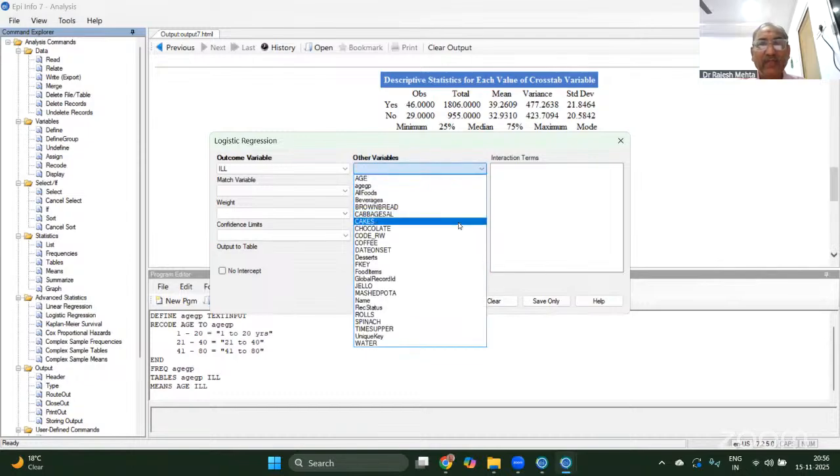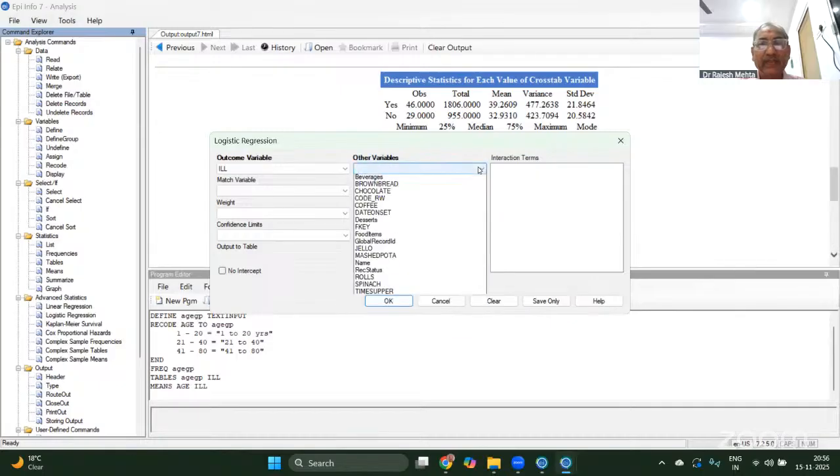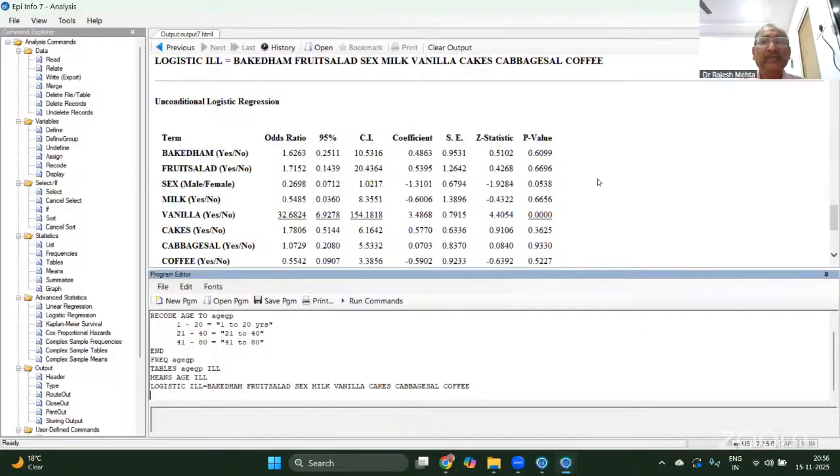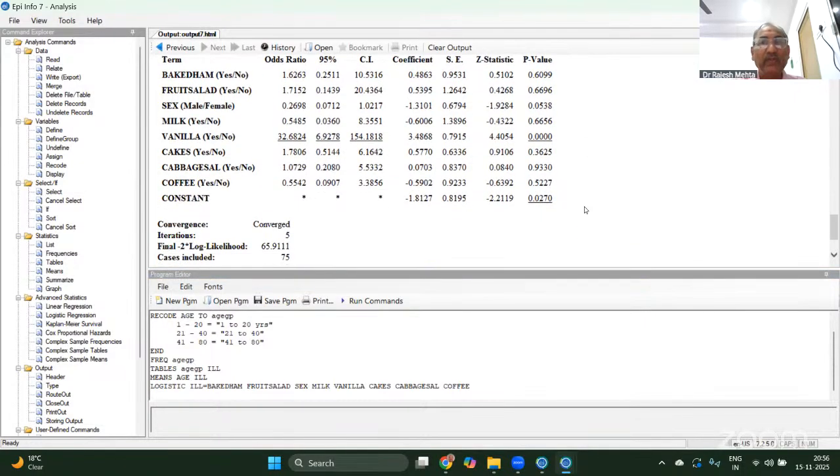You should not take age over here. You can see which one is important or not. Right? You can see the odds ratio according to this yes/no. If you see male female, it is less than one. It is favoring males; they have less illness compared to the females. So this is how you can use this, and you can see the vanilla. The p-value is less than 0.001. So vanilla is very much associated with illness.